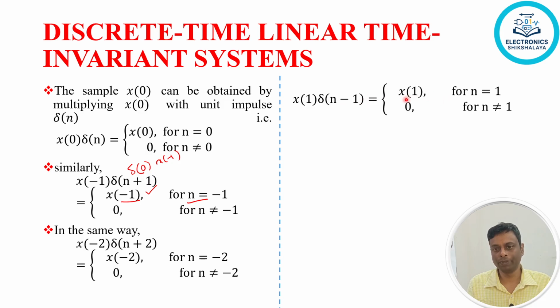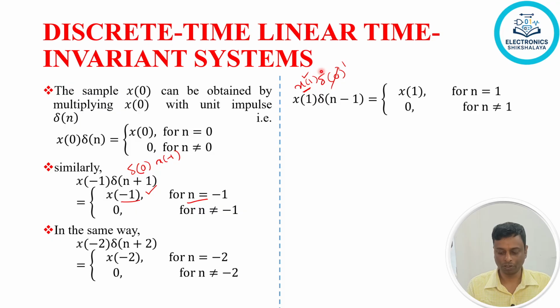So it will be x of 1 for n equal to 1. If we put here n equal to 1, that will be del of 0. So x of 1 into del of 0 will be 1. So we can get x of 1. This is how we can obtain the x of 1 values.